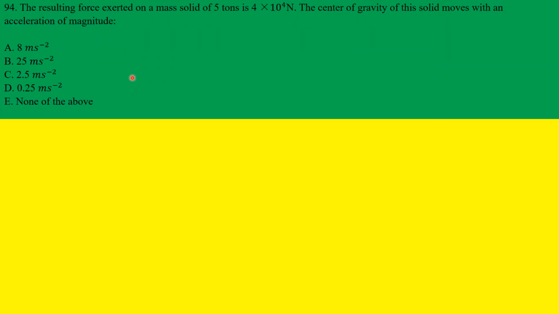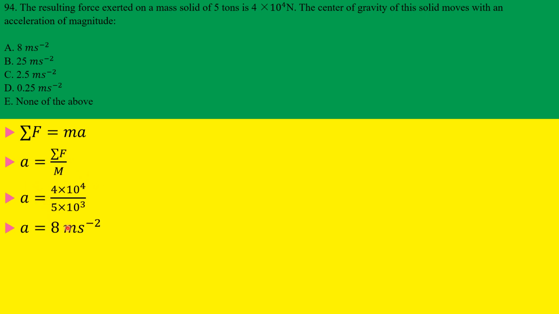Alright guys, so the resulting force exerted on the mass solid of 5 tons is that the center of gravity of this solid moves with an acceleration of magnitude. Alright, so that's just an application of Newton's second law, right? So summation F equals ma, so we have acceleration to be that. So acceleration is 8 meters per second squared, so our answer is A.